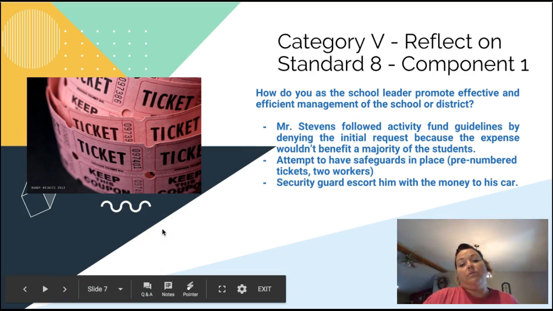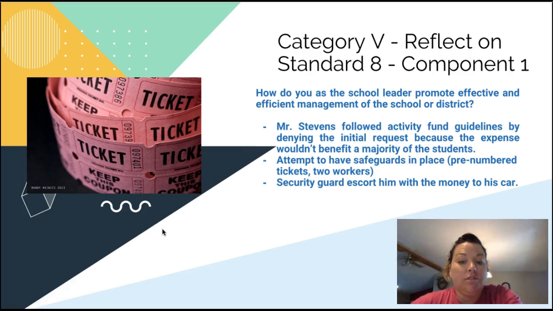So the last category is to reflect on Standard 8. How do I as a school leader promote effective and efficient management of the school or district? Well, Mr. Stevens followed activity fund guidelines by denying their request because it didn't benefit a majority of the students. There was an attempt to have some safeguards in place by having pre-numbered tickets, and it says there were 2 workers. So those are good. Those will promote efficient and effective management. And he also had a security guard escort him with that money to his car to ensure that it got safely to its next destination.